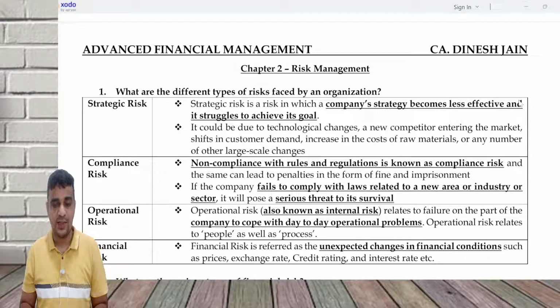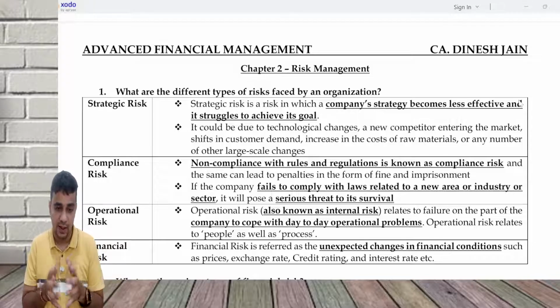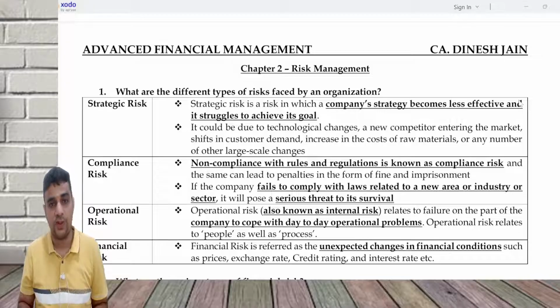Hi friends, so let's now move to the next chapter, which is on risk management. So here first again, I'll give a broad overview of the chapter.